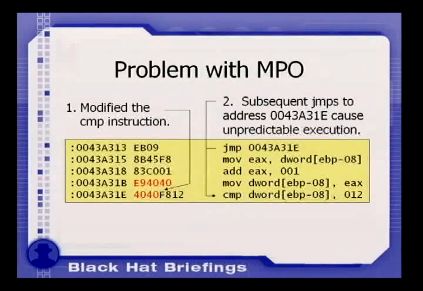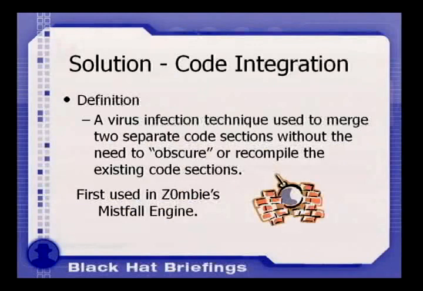So here you see that the first 2 bytes, 4040, is actually overriding the next instruction. And what happens if execution branches to that instruction is arbitrary execution is going to occur, and the thing's most likely going to throw an exception, not handle it, and crash. So one possible solution to this is code integration.